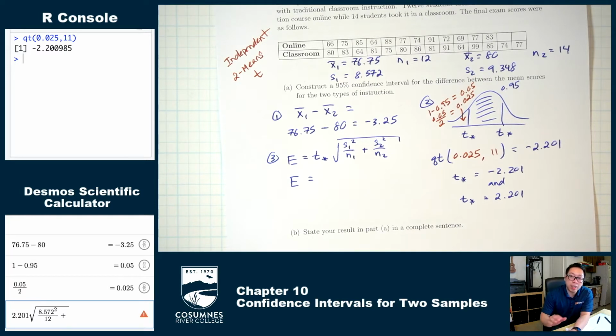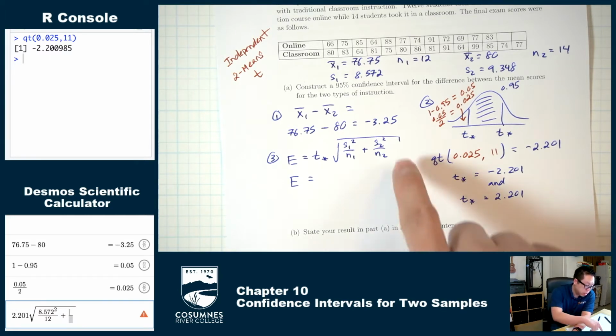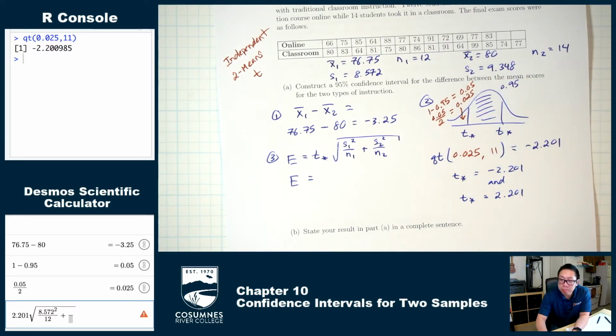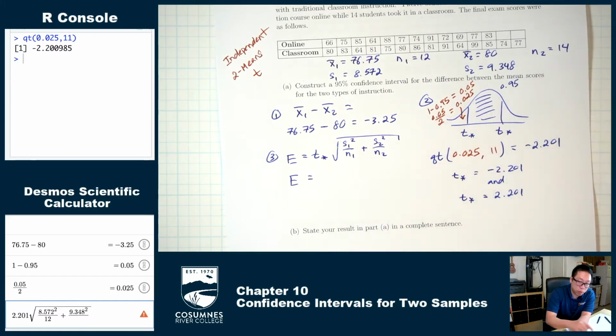Right? So you want everything inside the square root. If you go too far and you hit plus, you'll see that the plus is outside of the square root. If that happens, just move your cursor just to the right of that fraction without any spaces, hit plus, and make sure that that plus sign is inside the square root. And then I'll hit fraction again for the second fraction. S2 squared, S2 is 9.348 squared. And then over N2, N2 is 14.